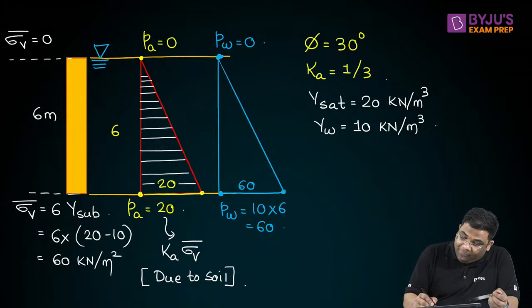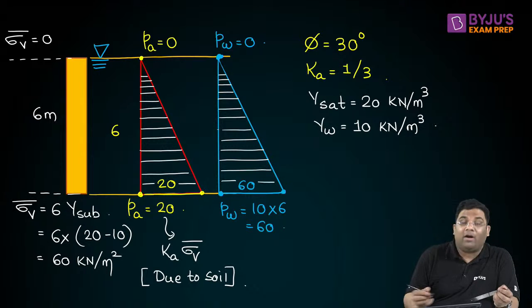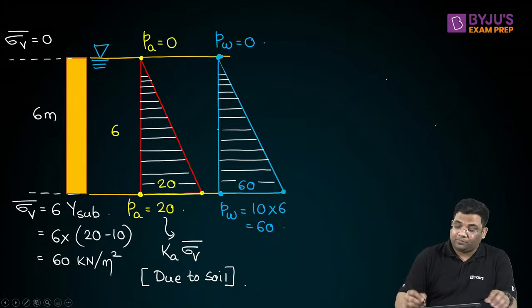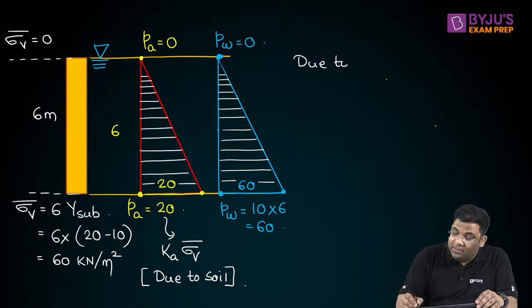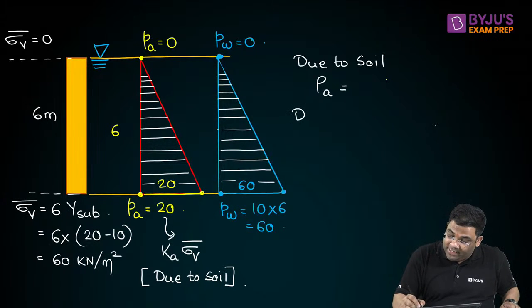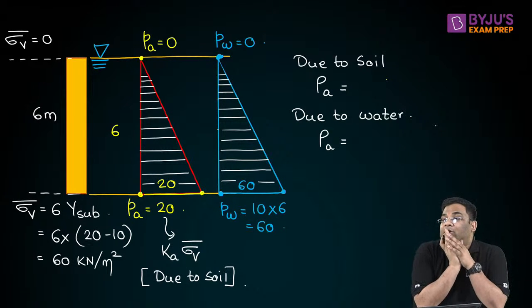So this is 60, and this is 60. We have two pressures, right? One is earth pressure, another one is due to the water. So what is the active force due to soil? Can you find out and tell me? Find the force due to soil and due to water, and give me the total active force. Just take the area of the distributions and give me. Very straightforward.